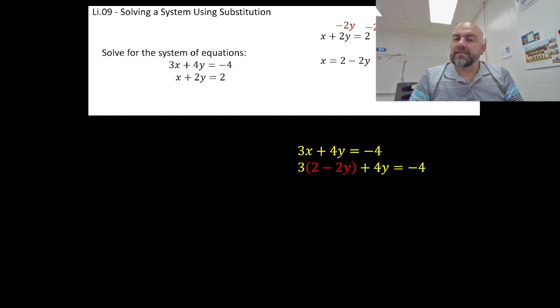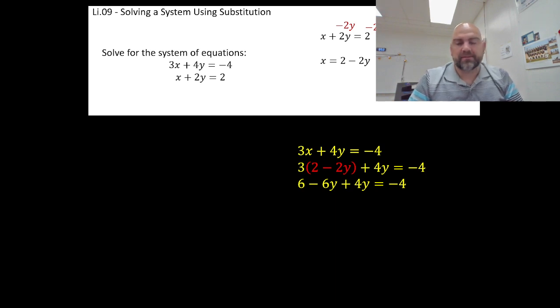Okay, it's 3 times x. So we have to multiply the value of x, which we're given as a polynomial here, by 3. Okay, and that's going to be our next step here. So our next piece to solving it, so we're solving for y now, is we need to multiply the 3 through the brackets. 3 times 2 is 6. And so this is going to be 6 minus 6y plus 4y, that part stays by itself, is equal to negative 4. All right, we've gotten rid of the brackets.